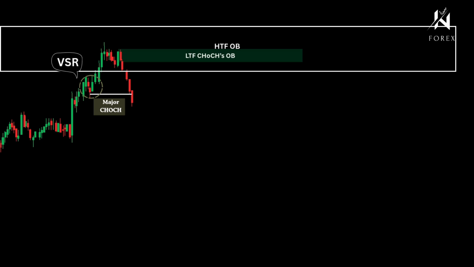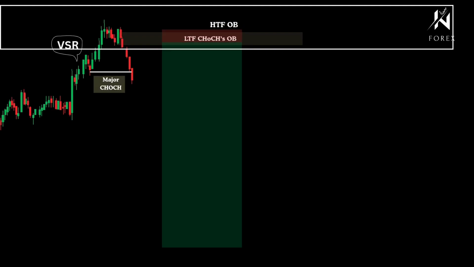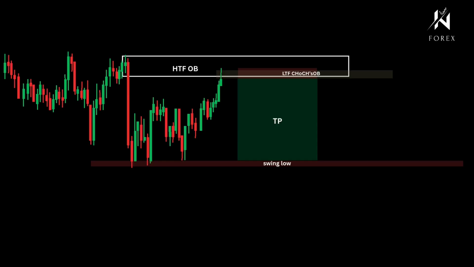3. Setting the entry and risk parameters. With our point of interest marked, we move to execution. A sell limit order is placed at the order block. Stop loss is positioned a few pips above the high of the zone. This allows us to manage risk precisely. Take profit is targeted at the 15-minute swing low, aligning with the overall bearish structure.